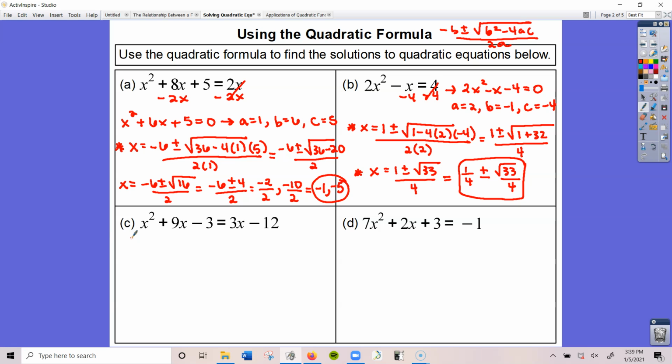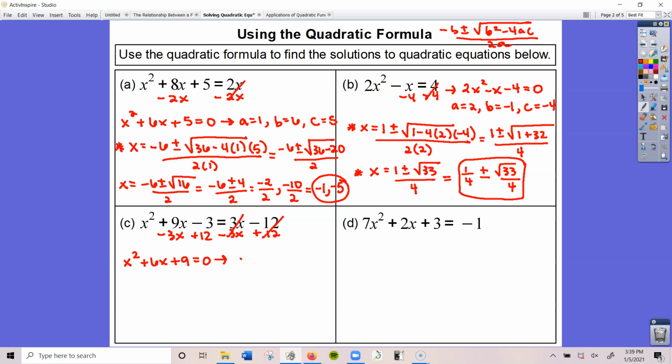Let's look at this next one here. We have x squared plus 9x minus 3 is equal to 3x minus 12. So again, first we make this equal to 0. So I would subtract the 3x and add the 12. And we get x squared plus 6x plus 9 is equal to 0.